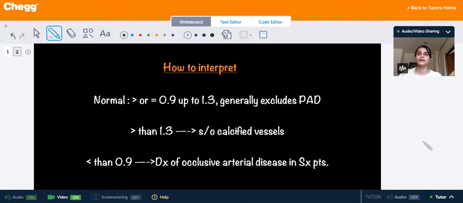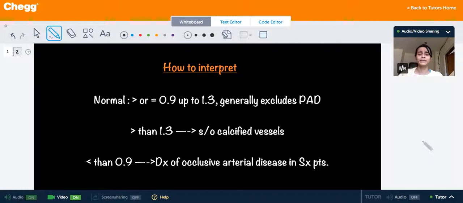But the ABI is a simple, quick and non-invasive way to help us try to diagnose peripheral arterial disease. Recapping again, the normal value is between 0.9 and 1.3. This generally excludes peripheral arterial disease if your value is within this range. If it's more than 1.3, it's suggestive of calcification. Less than 0.9 is suggestive of peripheral arterial disease.